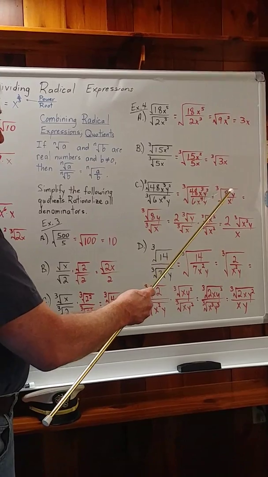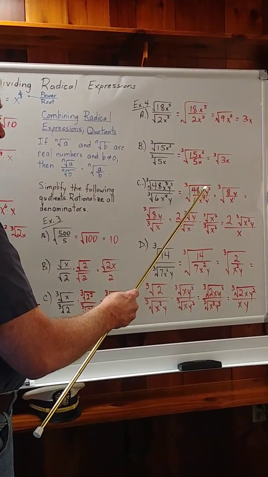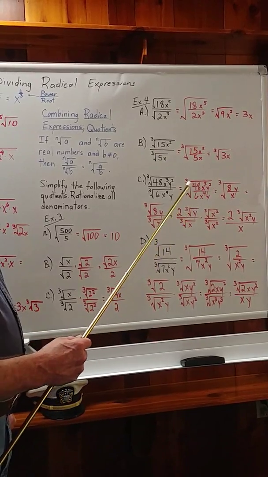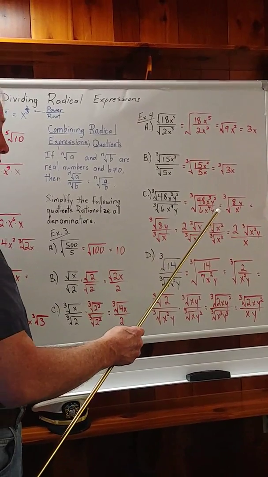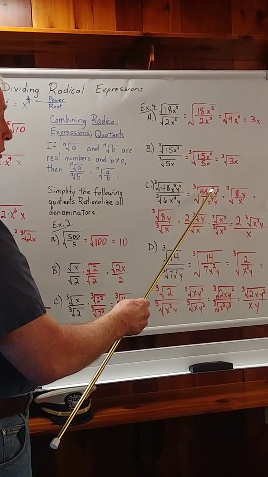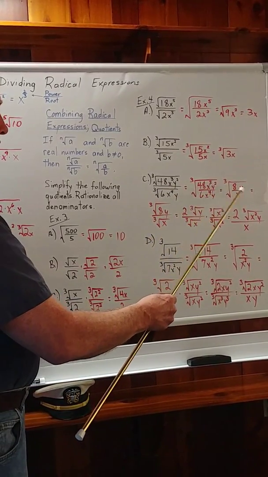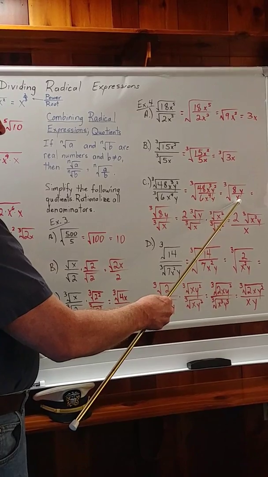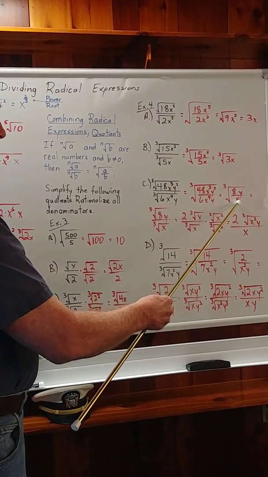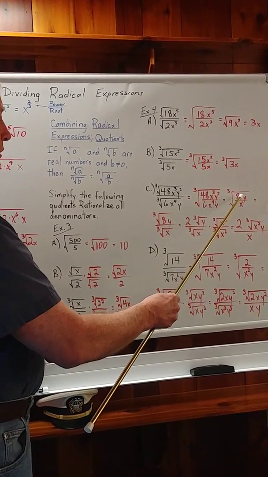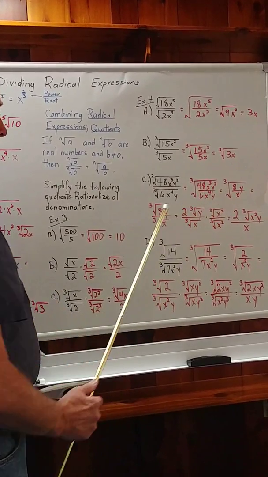48 divided by 6 gives us 8. Okay, 3 minus 4 is negative 1. So if you remember your exponent rules from Algebra 1, you will have x to the negative 1, but we can't have a negative exponent, so we move it from the numerator to the denominator, and it becomes a positive 1. So 8 over x, and 2 minus 1 is 1 for the y. So we have the third root of 8y over x.